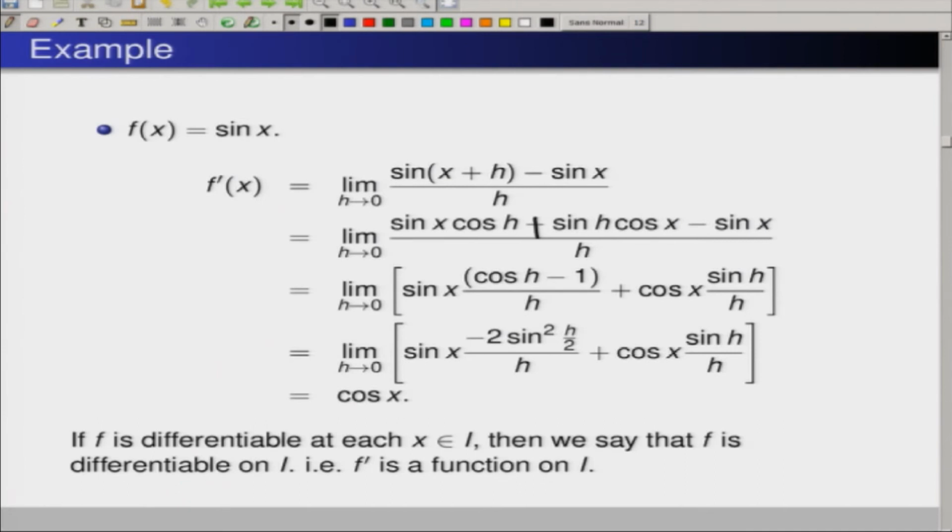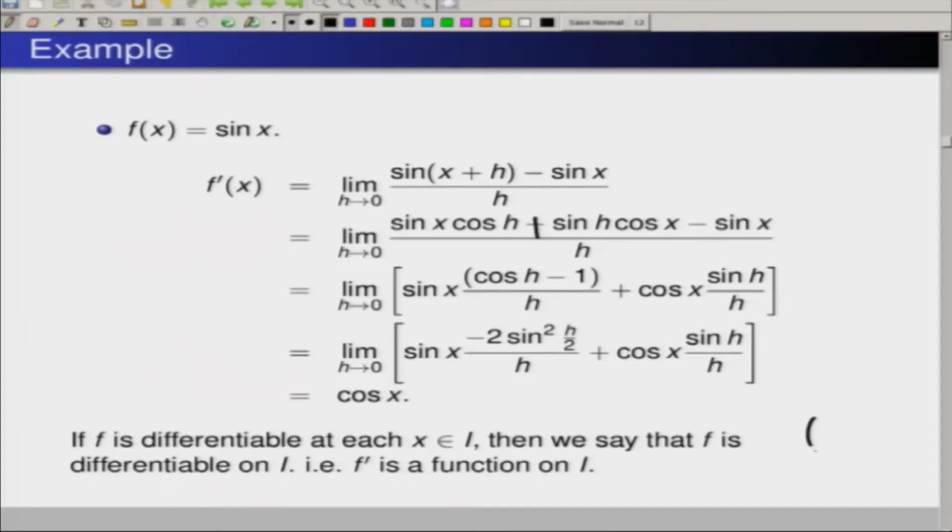So then what we say is that for the function sin x, the domain is R and it is differentiable at each and every point of R. Similarly, wherever f is defined, suppose f is defined on an interval I, we say that f is differentiable on the entire interval I if for each x, f prime of x exists. That means f is differentiable at each x belonging to I.